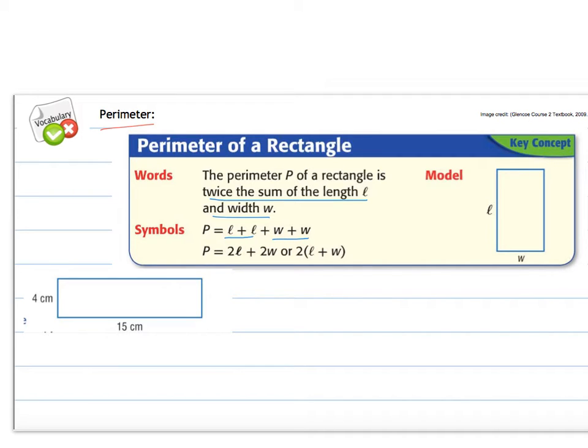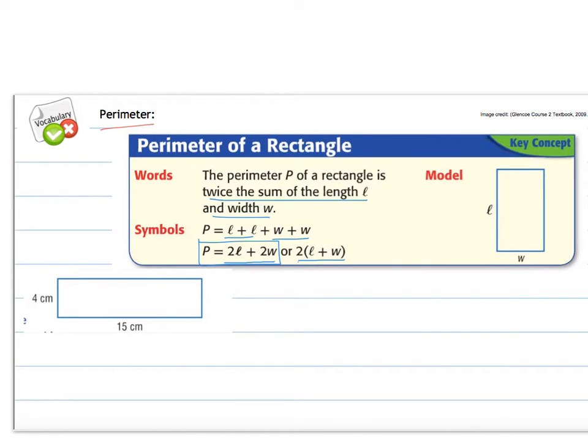Or we know that multiplication is repeated addition. So twice the length plus twice the width. Or if you did distribution, it's twice the sum of the length and the width. Generally, this is the one I go with, but other ones are welcome as well. So we're going to go right ahead and try.